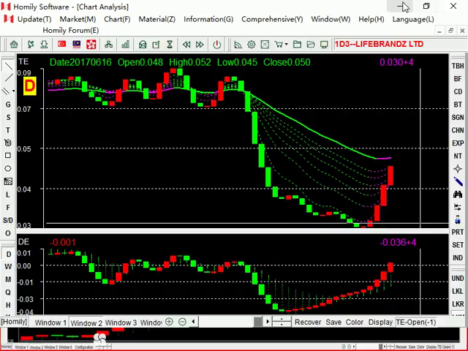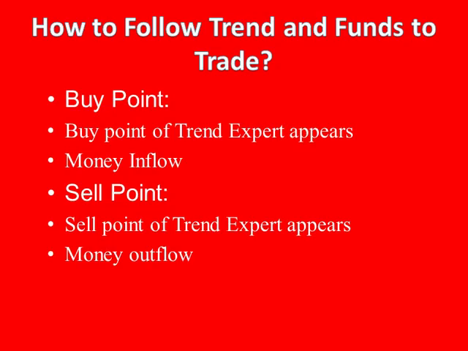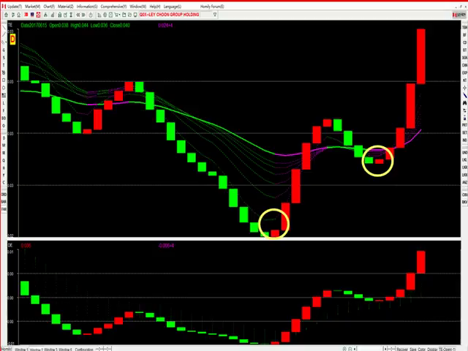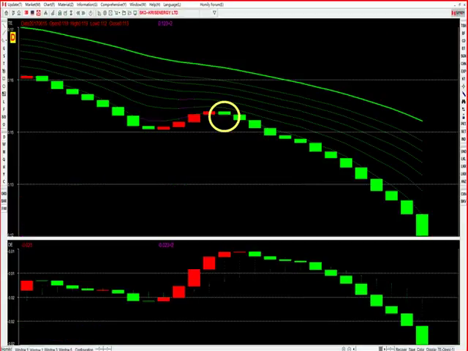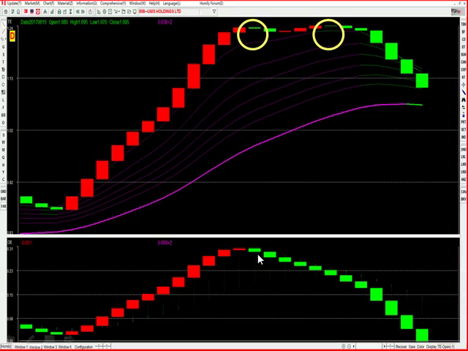So this method is simple. Just remember how to follow chain and funds to trade. When the buy point of chain expert appears, money inflows. When the sell point of chain expert appears, money outflows, okay? So this is this one. Buy or not? No, here you should sell first. Here, if you don't sell, around here you must sell. Red turns to green. Then here, money outflow, sell. So here, sell, and here is another sell point.